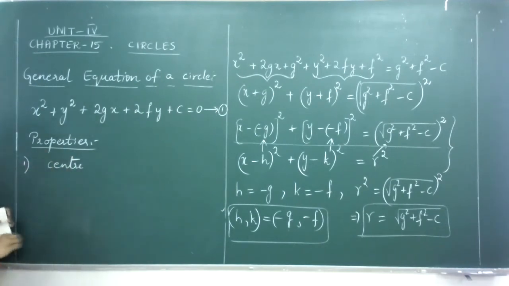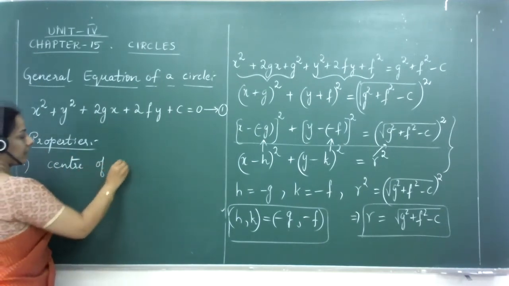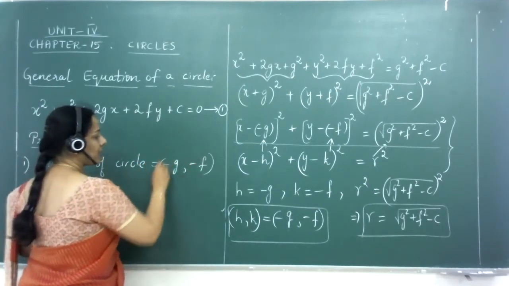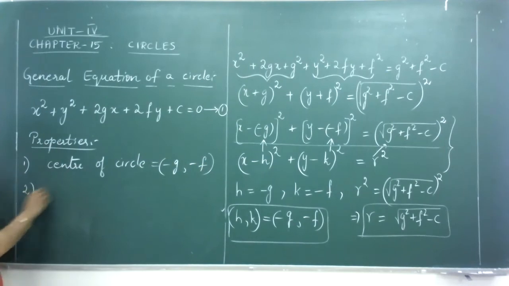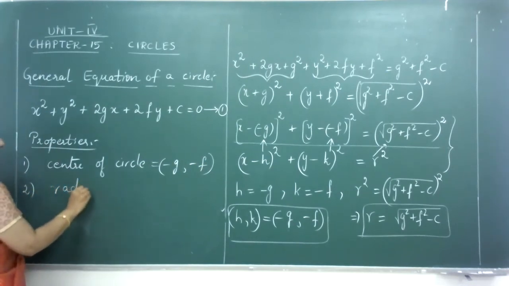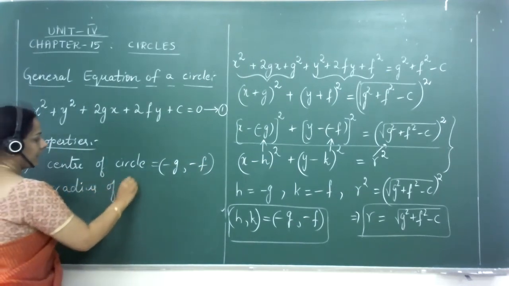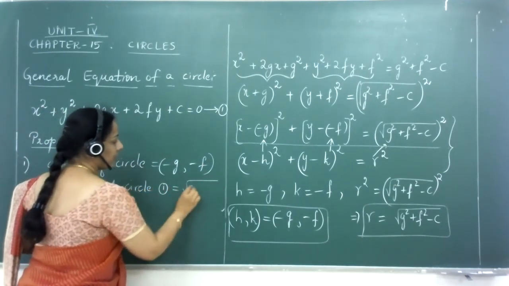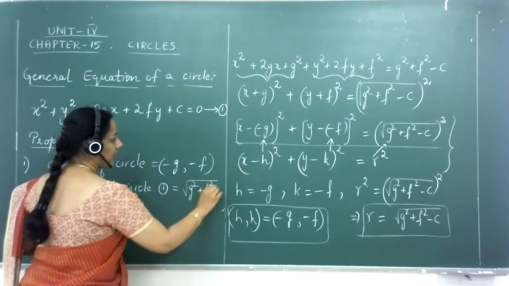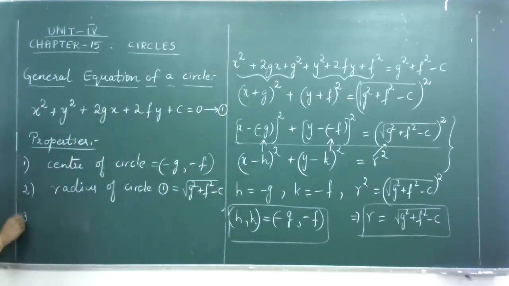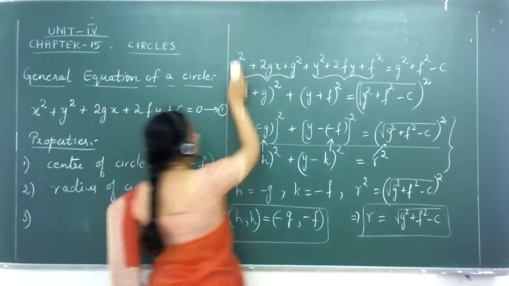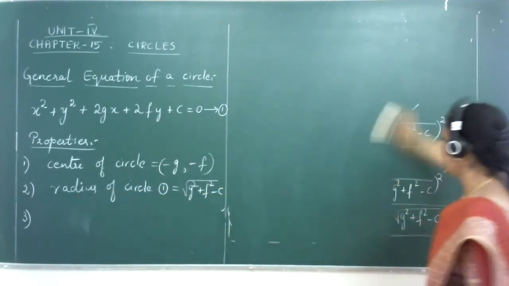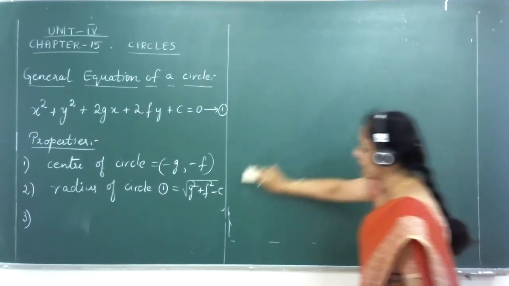So now we have already considered the center of the circle. Let us use the same proof. What is the center of circle 1? Center of circle 1, we obtained it as minus g comma minus f. The second property is the radius of circle 1. What is the radius of the circle 1 obtained? We obtained it as equal to square root of g squared plus f squared minus c. Let us consider the third one. Third one will be related to the three parameters called g, f and c.